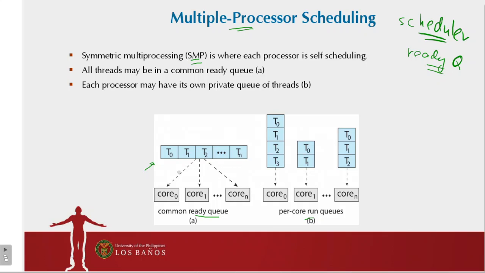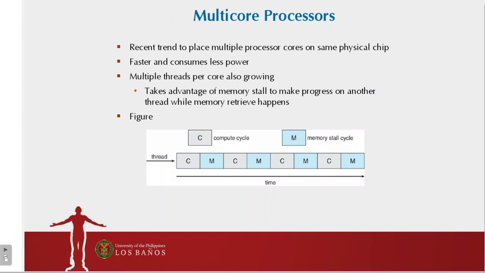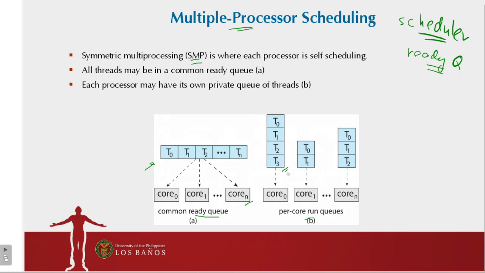So this is how it looks. We have, let's say, n cores here, and a common ready queue where each core will pick the task that it will execute. Or it can have separate queues of tasks for each core. Each approach has advantages and disadvantages.